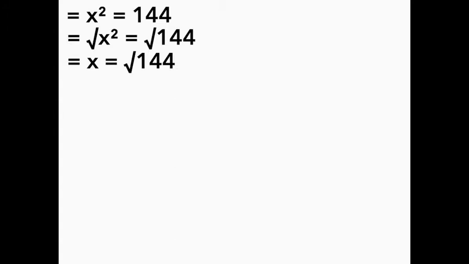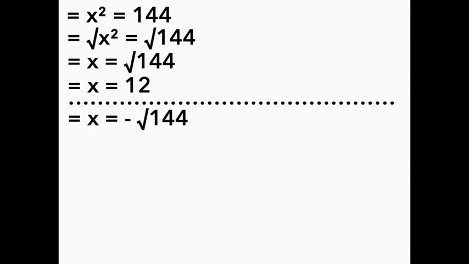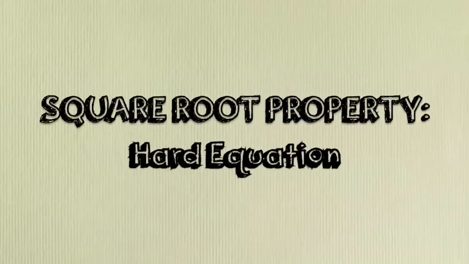What's the square root of 144? That's right, it's 12. But we still need to consider the equation if the square root is negative. The negative square root of 144 is negative 12. This means that the final answer is x is equal to plus minus 12. Let's start the harder equation now.